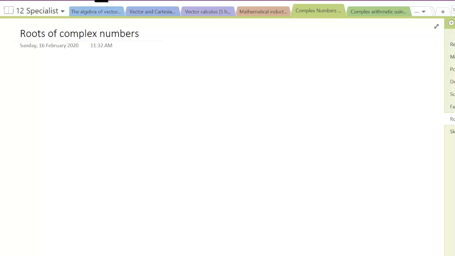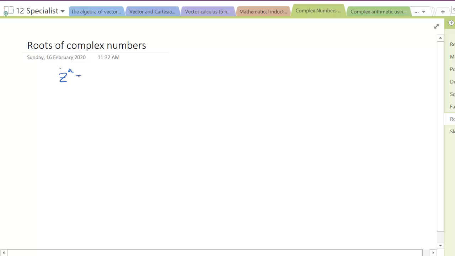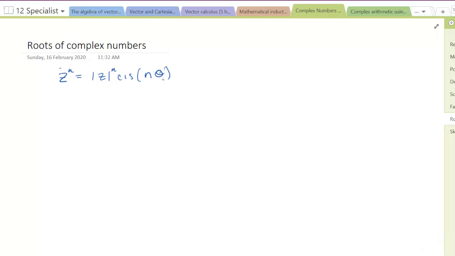In this lesson, we're looking at the roots of complex numbers. If we start by defining De Moivre's theorem again, we know that z to the power of n is equal to the modulus to the power of n cis n times the argument of any complex number in polar form. Roots of complex numbers is looking at this in reverse.